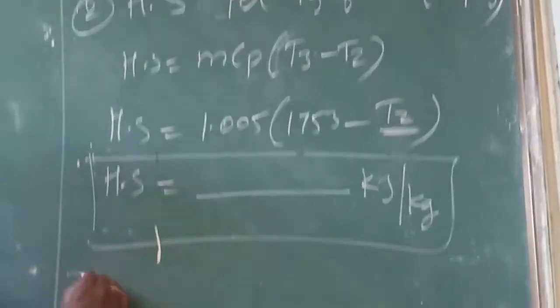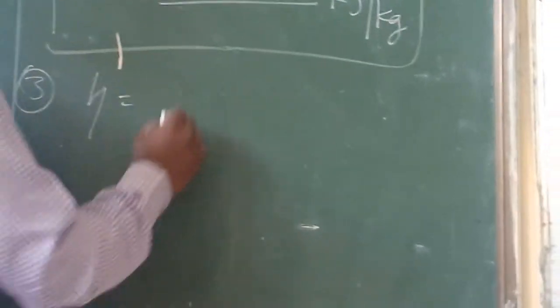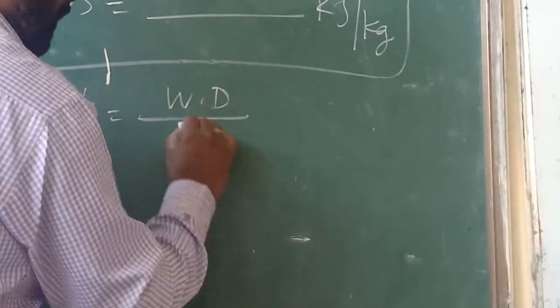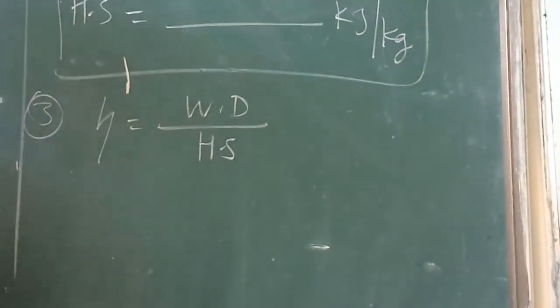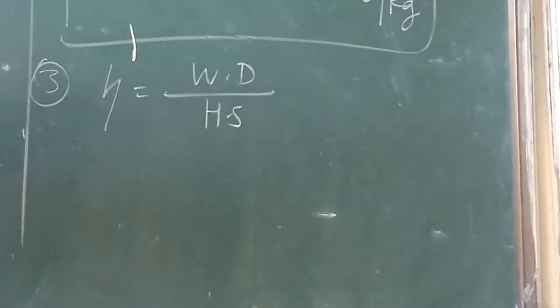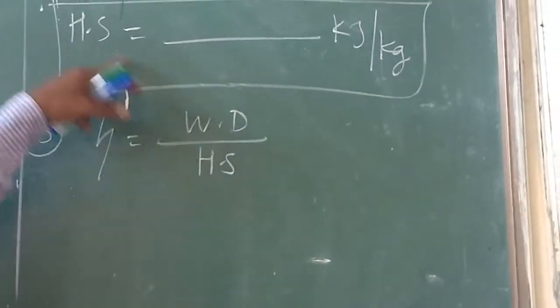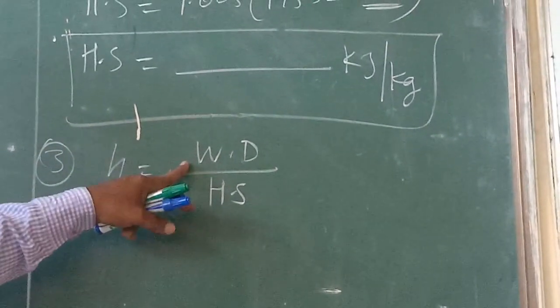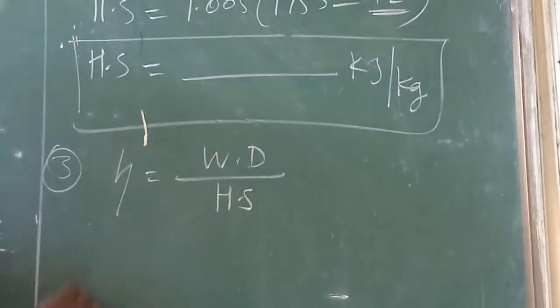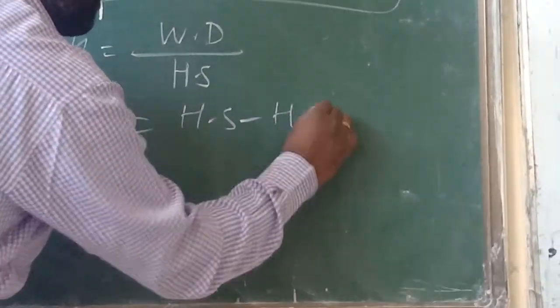And the third question is the cycle efficiency, equal to work done by heat supply. This is a general equation. I don't want to do it by the formula, because the diesel cycle formula is lengthy, so I want to do it by the general equation, where heat supply we have calculated and work done I need to calculate. What is the work done? Work done will be equal to heat supply minus heat rejection.